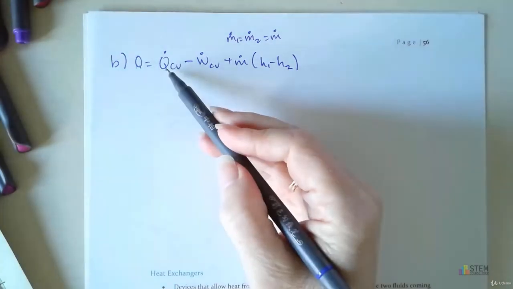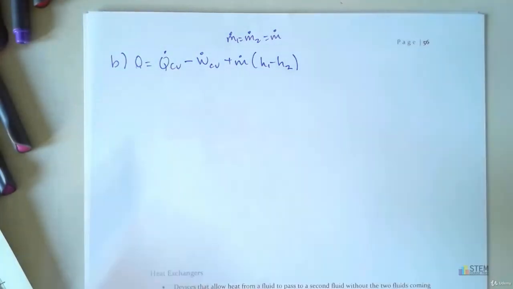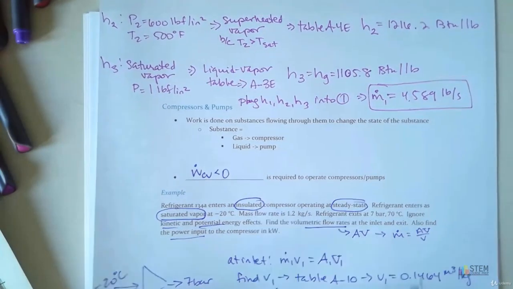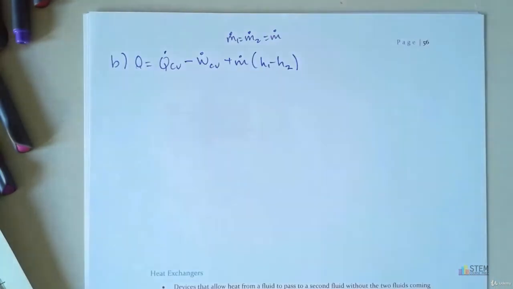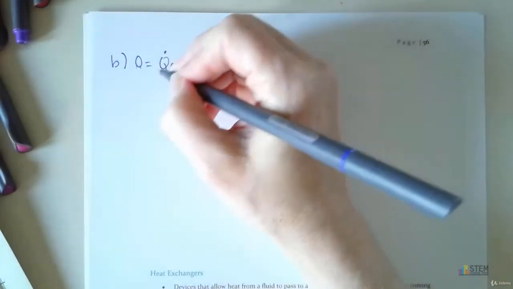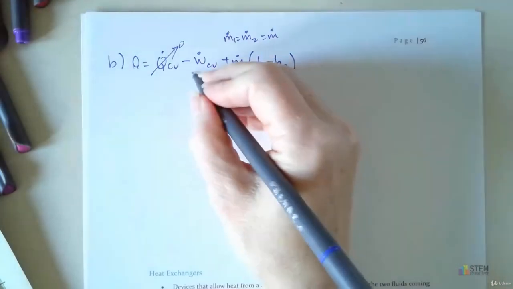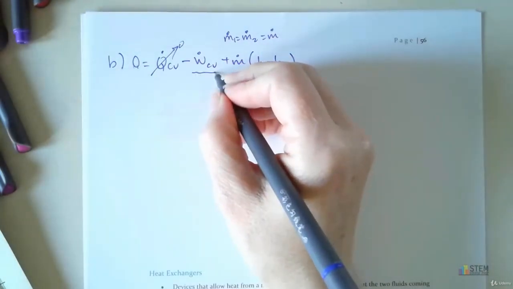Now, do we have a Q dot? If you look back at the problem, what does the problem say? The problem states that it's insulated. So if you see insulated, that's usually going to mean that we can ignore any sort of energy transfer due to heat. So let's let this go to 0. Now we're looking for this. This is what we're trying to find, W dot.